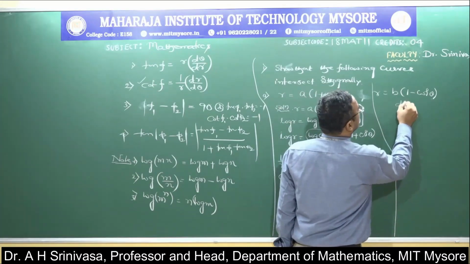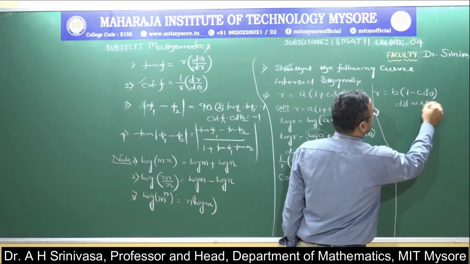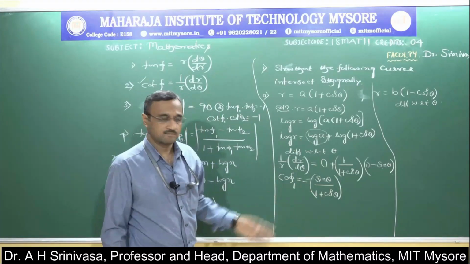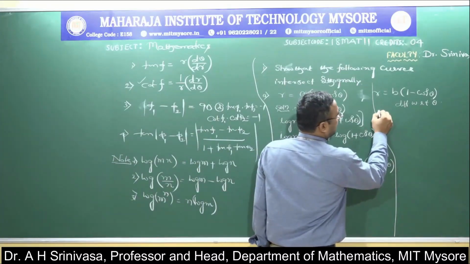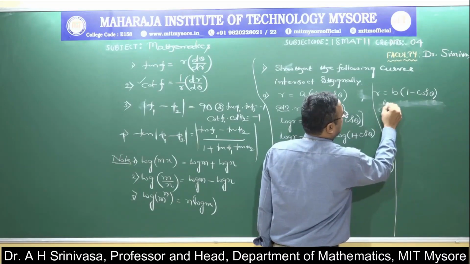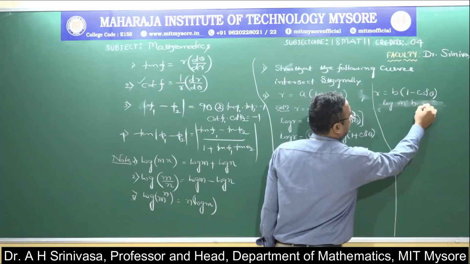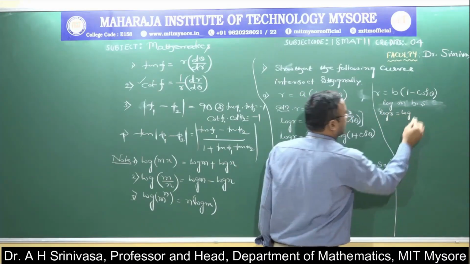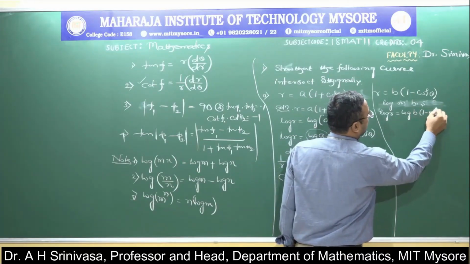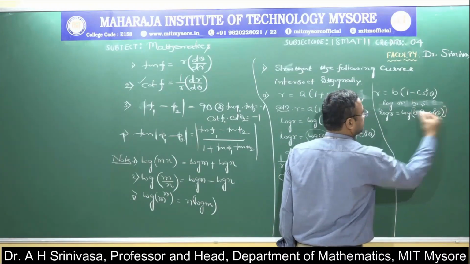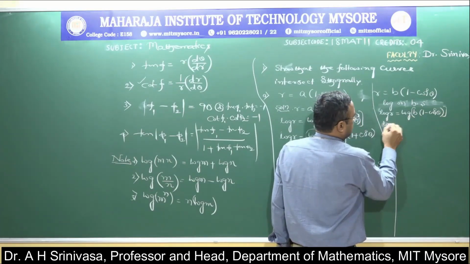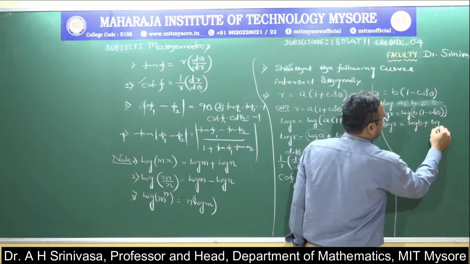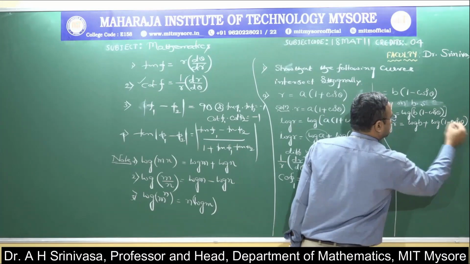Now again differentiate with respect to theta. Same procedure I have to adapt here. Before differentiation, first you have to take a log on both sides. Log on both sides: log r equals log b into 1 minus cos theta. Then log r equals log b plus the logarithm of 1 minus cos theta. Is it clear?